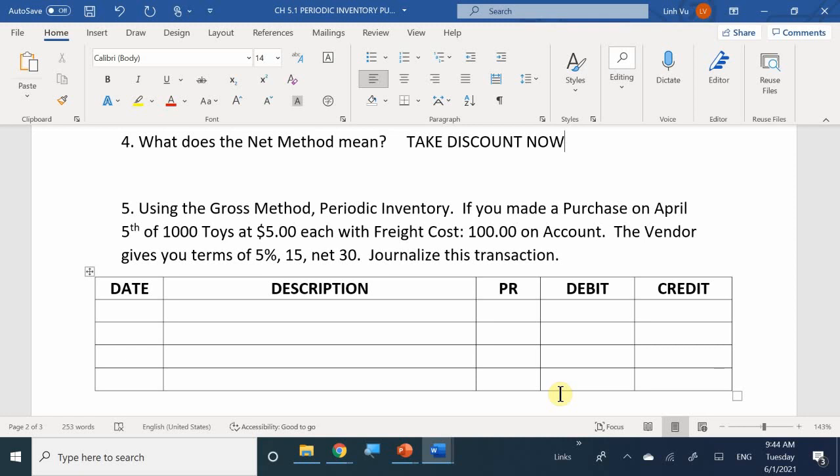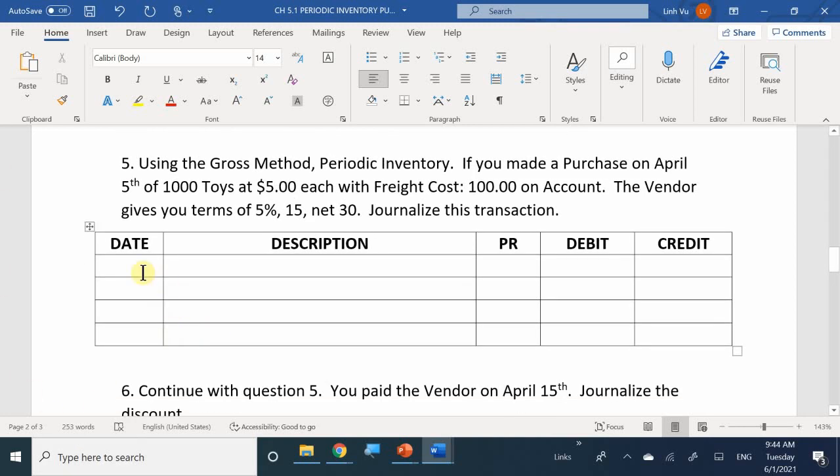Right? Number 5 says using the gross method, for a periodic inventory, you made a purchase on April 5th of 1,000 toys at $5 each, with the freight costing $100, on account. All right, the vendor gives you terms 5%, 15, net 30. Journalize this transaction. We're using the gross method. So once again, how would you journalize this? Right now, we're just receiving our items. We haven't made a payment yet. So how are you going to recognize this?